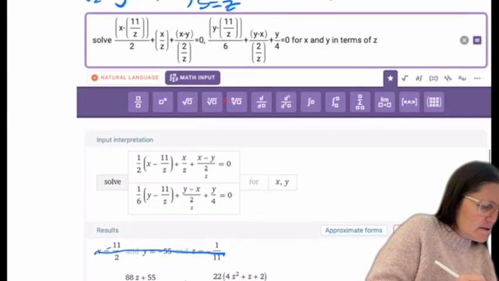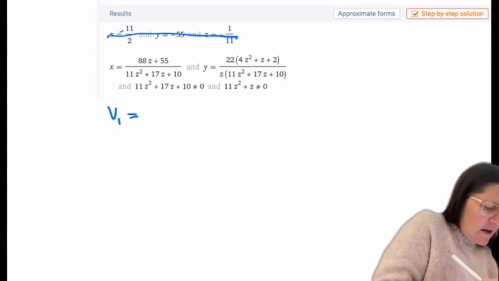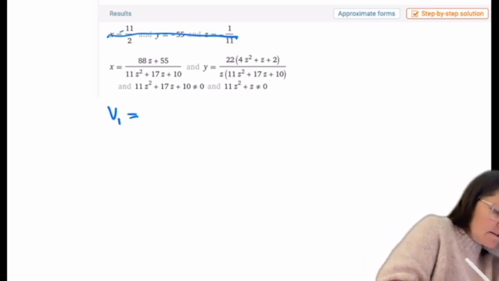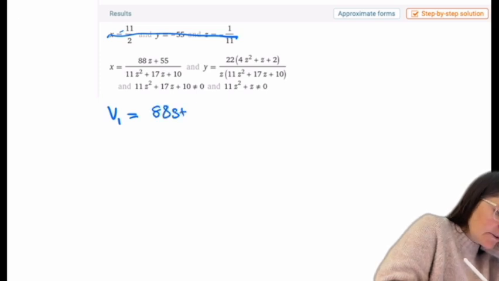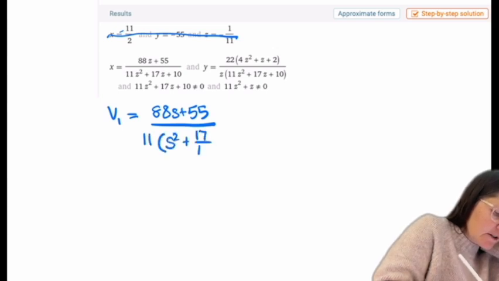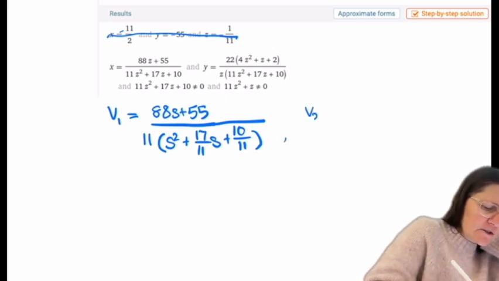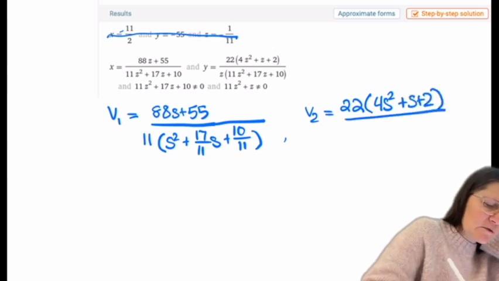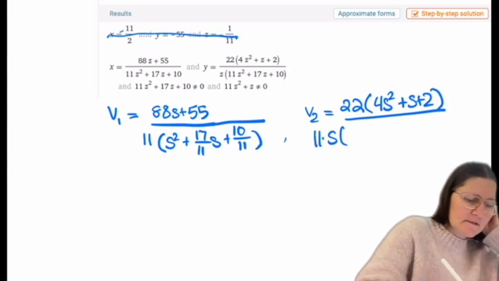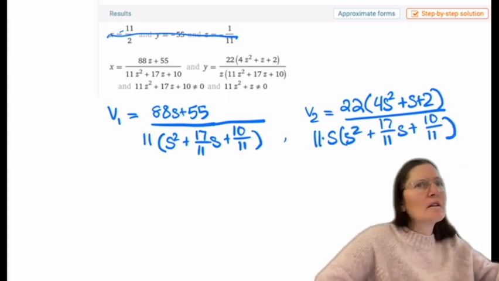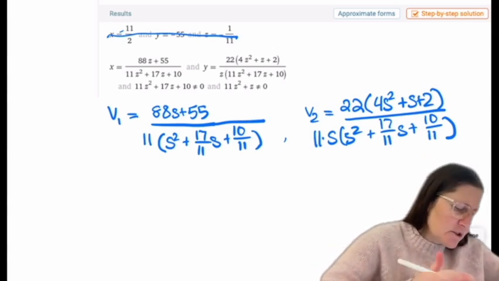So x was V1. And you notice here there's 11 in front of the z squared. So you want to bring out the 11. And so this would be 88s plus 55 divided by 11 times s squared plus 17 over 11 s plus 10 over 11. And then you want to factor this one. V2, which is what we're actually looking for, is going to be the 22 times 4s squared plus s plus 2, over 11s times s squared plus 17 over 11 s plus 10 over 11. And then you can just factor this one, which should give you the same.